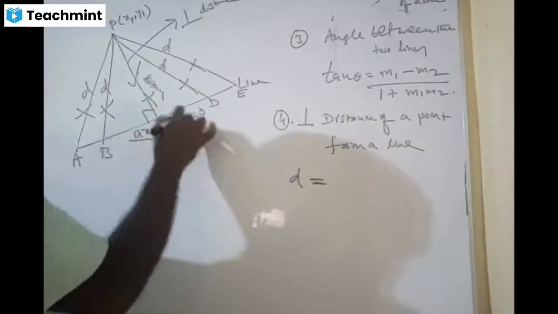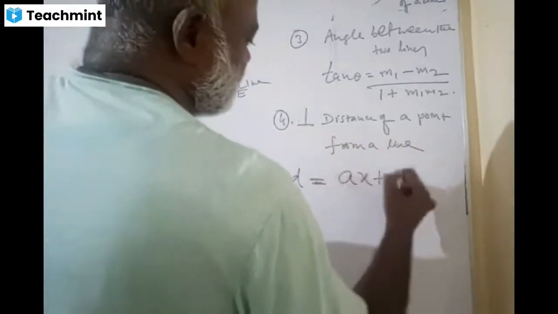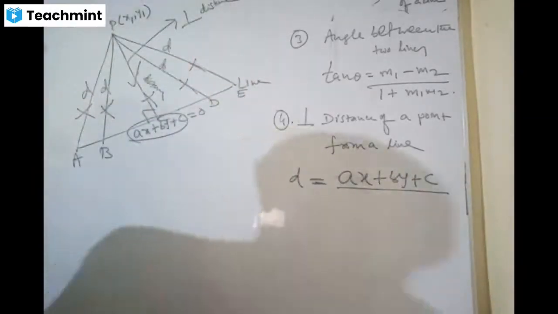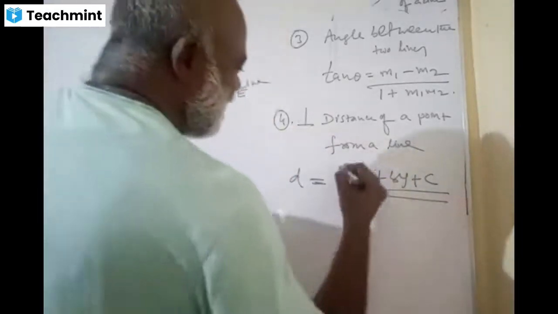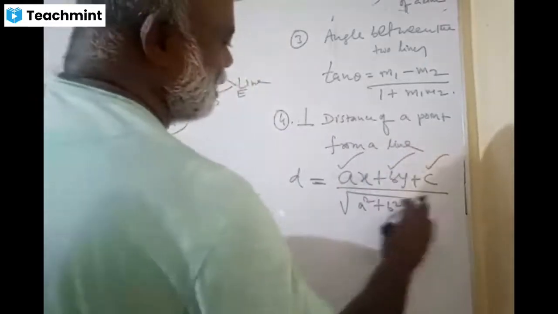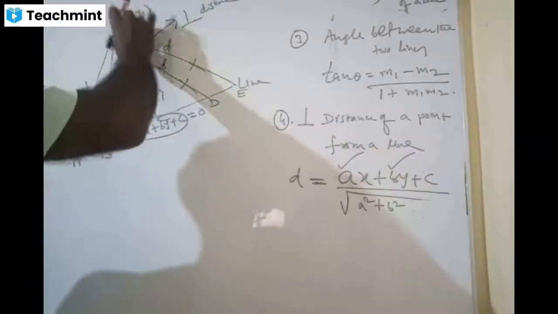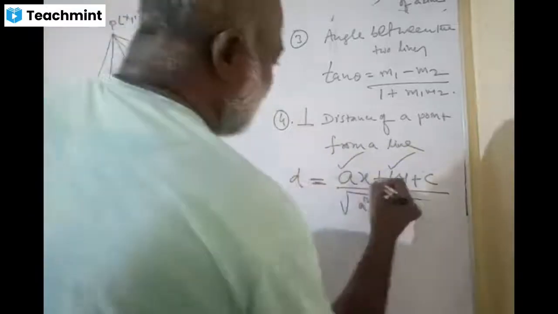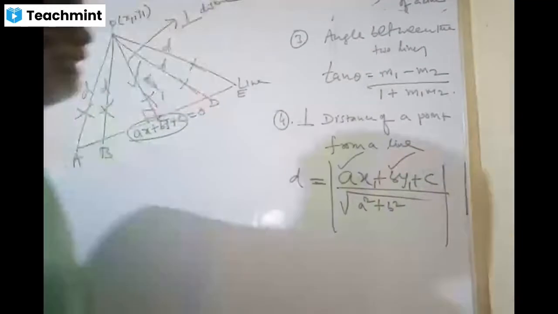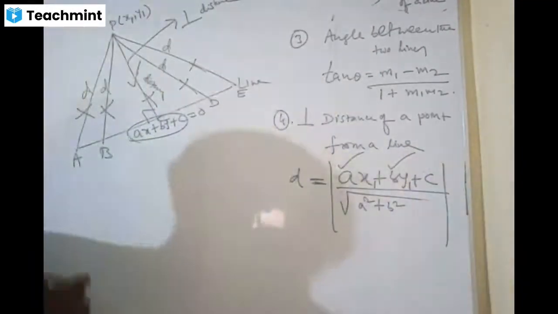Just write this line, ax plus by plus c, over the root of a square plus b square. Take A, take B, take C, but only a square plus b square under the root, no C. From this point x1, y1, the numerator is ax1 plus by1. This is the distance, and because distance is never negative, you put it in modulus. That is the fourth point.